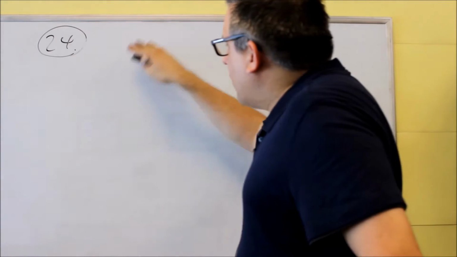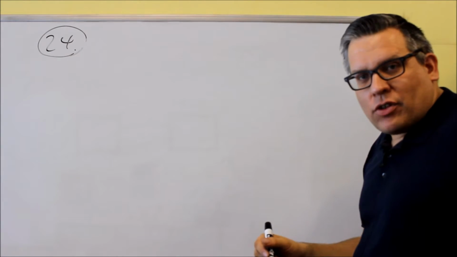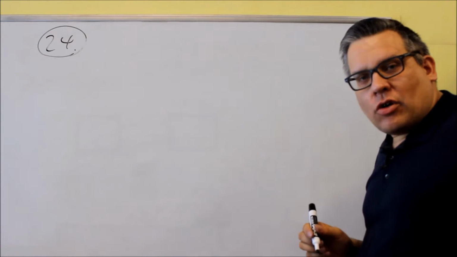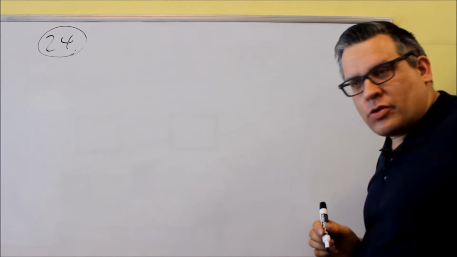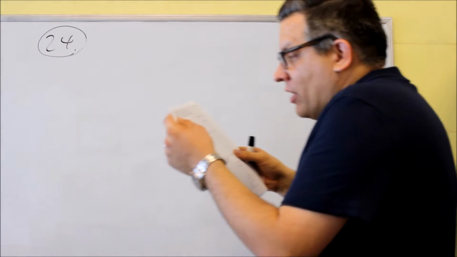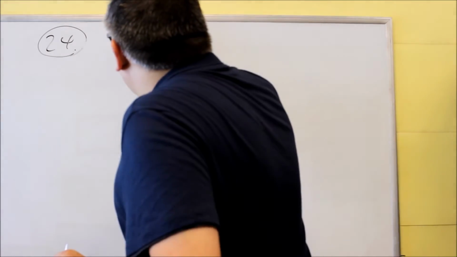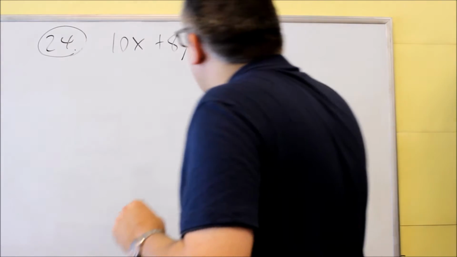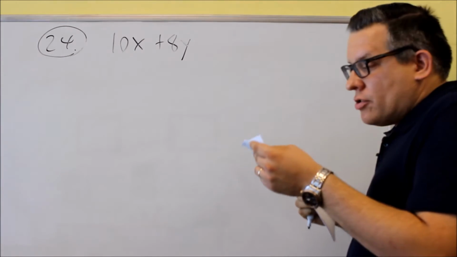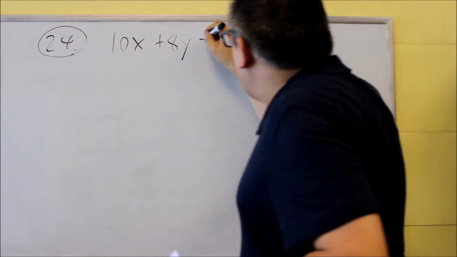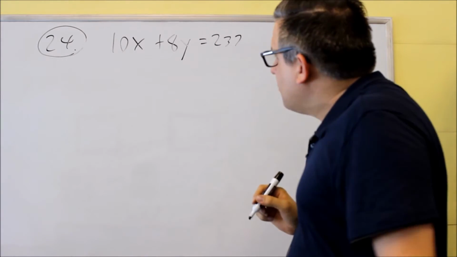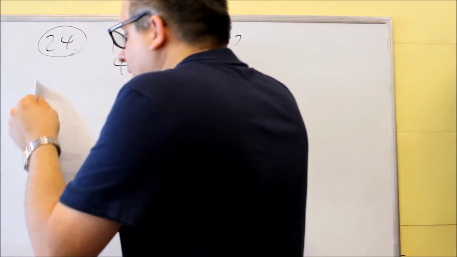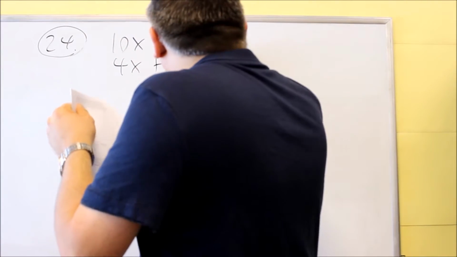Okay, so let's go ahead and set it up. Since it tells us we have to use a system of equations, let's do that. We're going to let x represent the cost of adult tickets and y represent the cost of children's tickets. Now, I have 10 adult tickets, so I have 10x, and 8 children's tickets. So 10 adults and 8 children's is going to cost $237. Next I have 4 adults and 6 children's is $127.